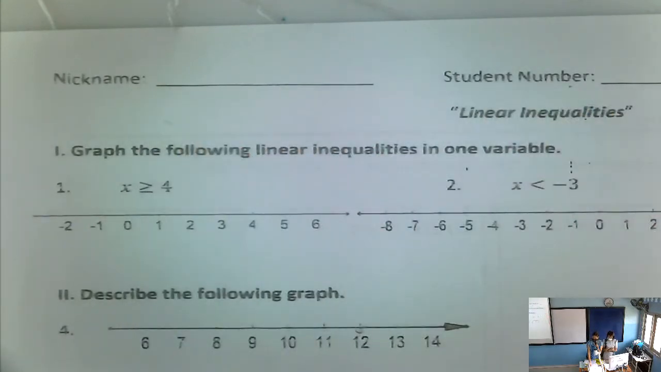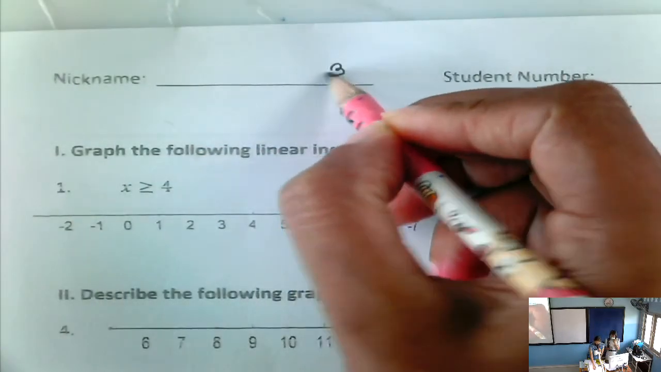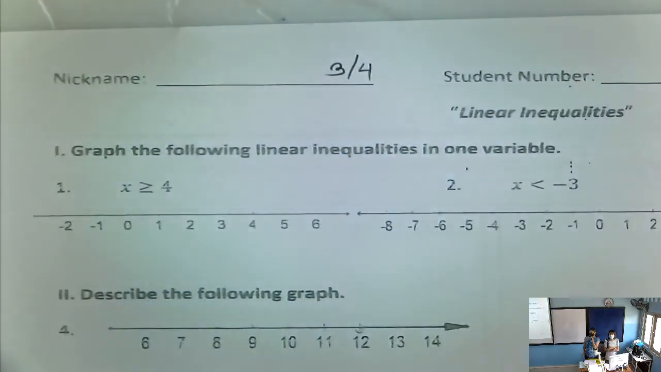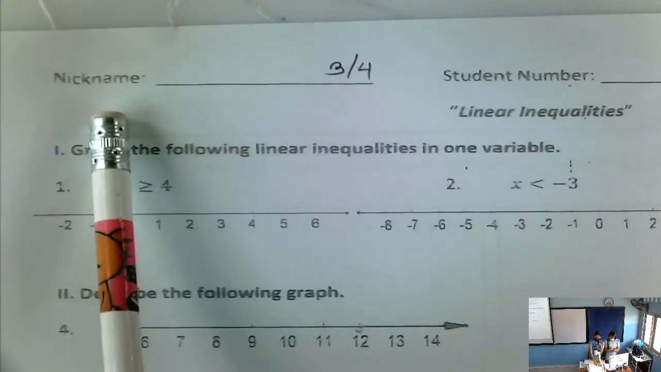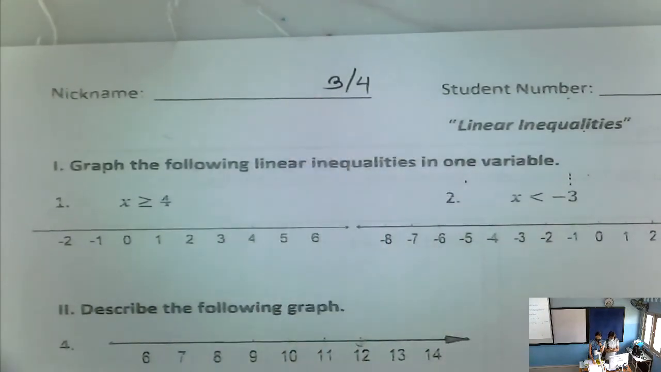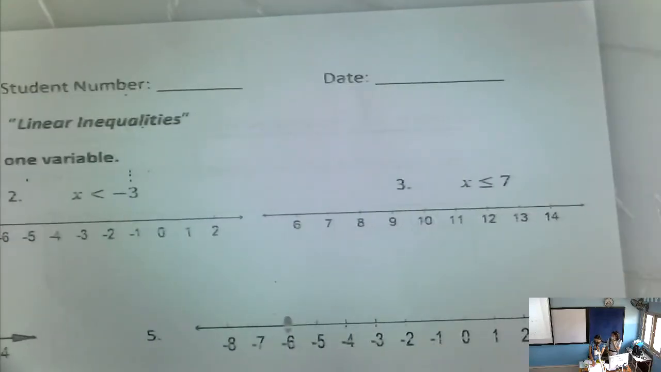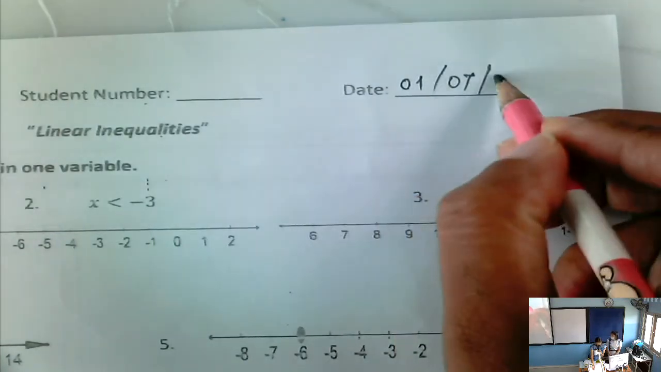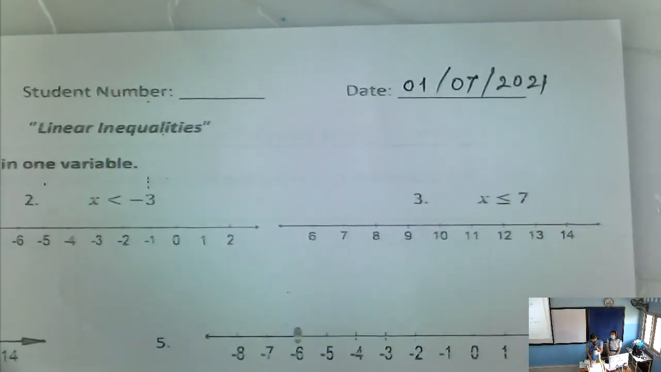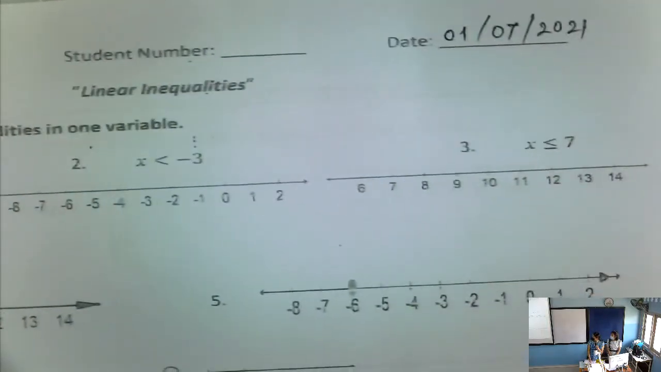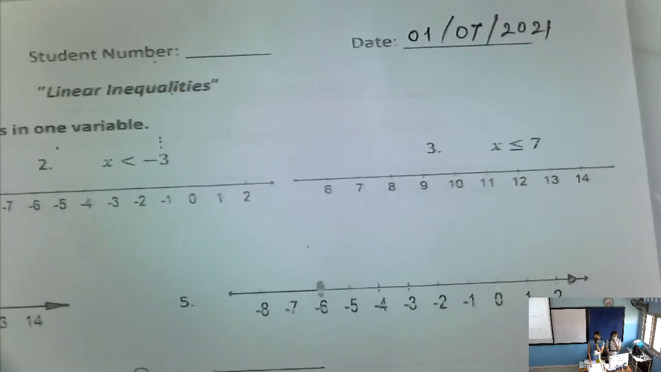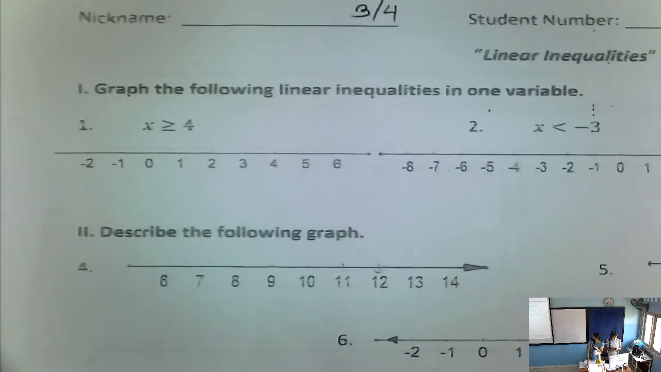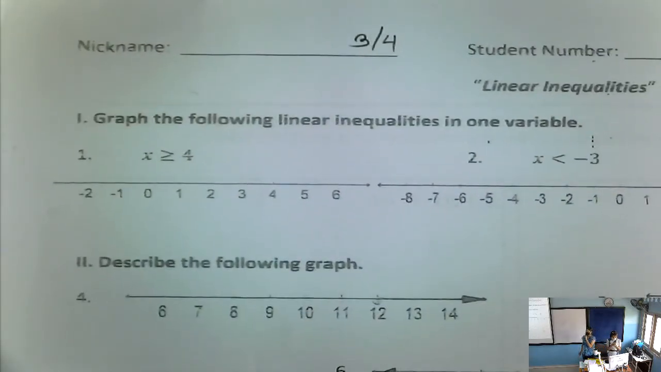Okay everyone, you ready with your worksheets? In the front page, the first page, you have a name, student number, and date. Did you see? So with your nickname, please write your class. That is 3/4. With your name, that is nickname, write your classroom, 3/4. Then write your number and the date. Today's date, 1st July. So you finished writing the date. Everyone ready?